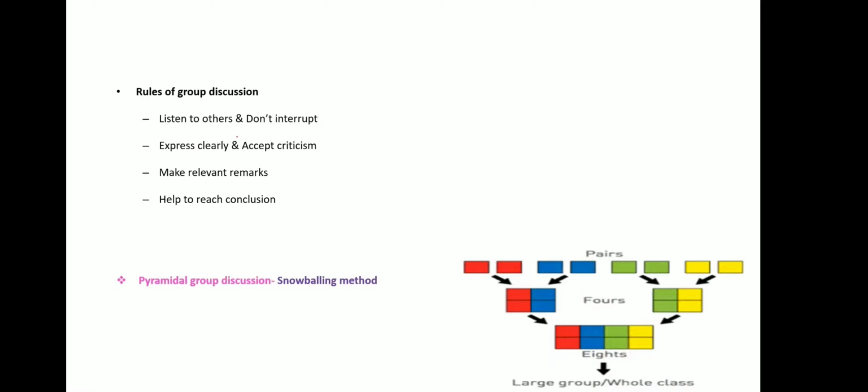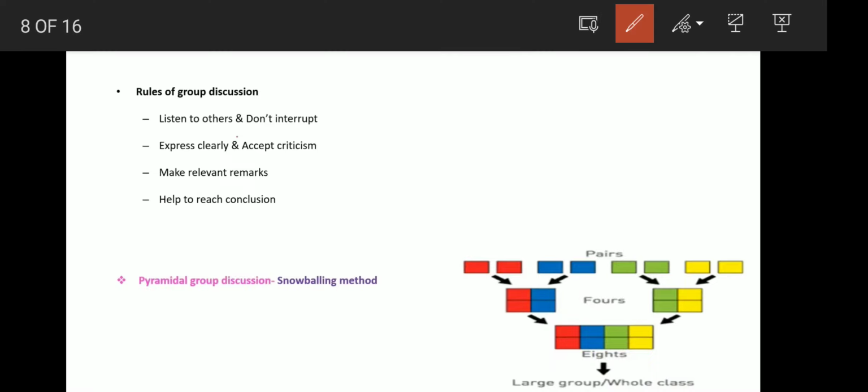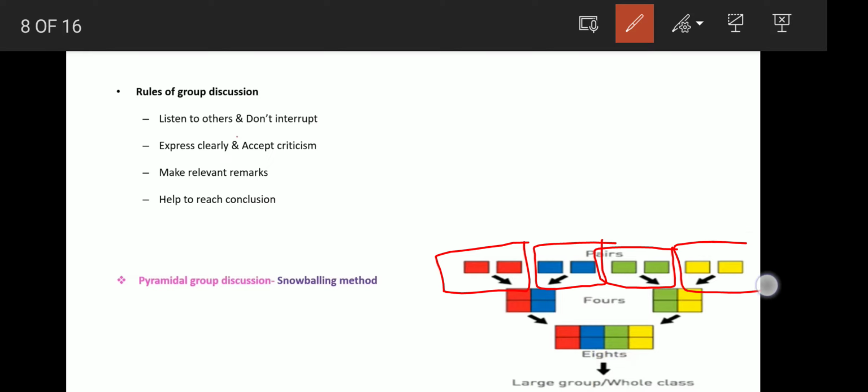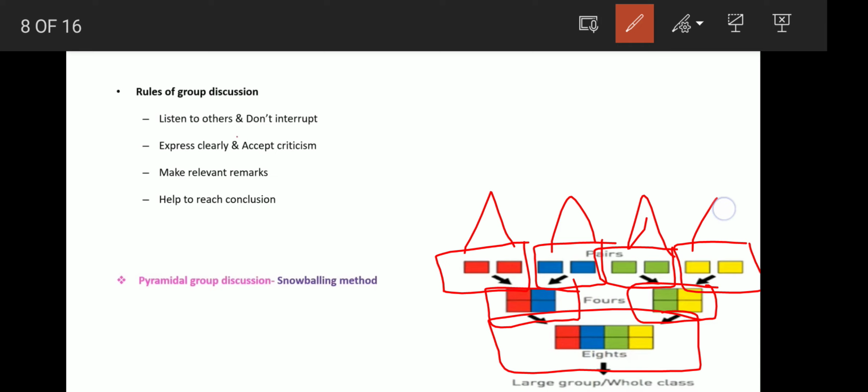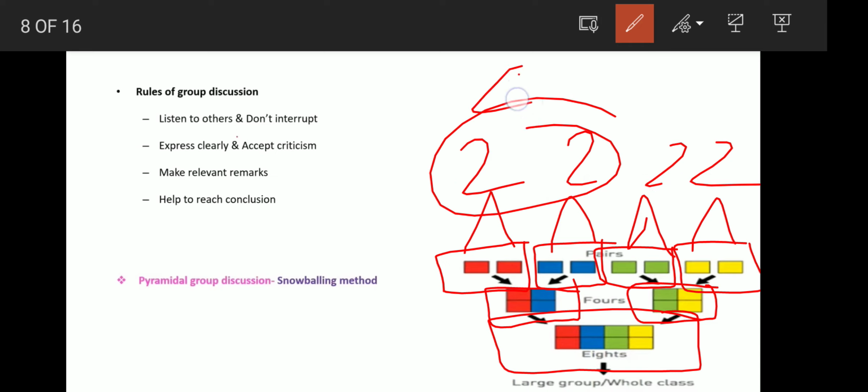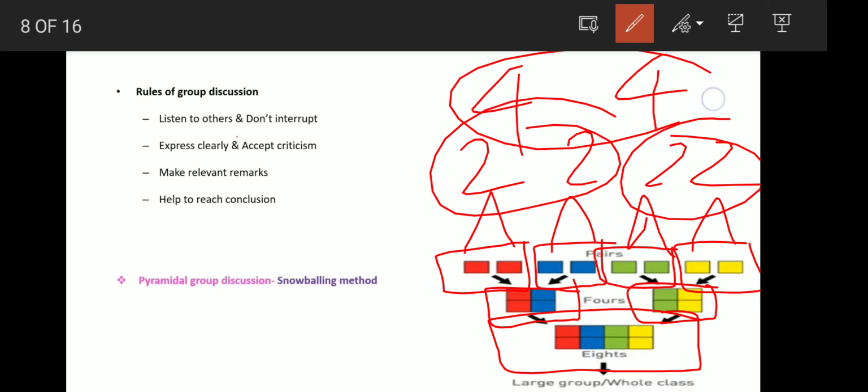The pyramidal group discussion, a snowballing method. In a pyramidal group discussion, members are divided into pairs, and then they are combined into a group of fours, and the fours are again combined into a group of 8. So first we pair in a group of 2. The 2 pairs are combined into 4, and the 4s are again combined into 8.